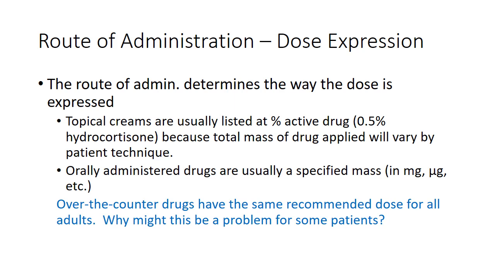So over-the-counter drugs have the same recommended dose for all adults. If you go to the drugstore, you'll find naproxen or ibuprofen, and it tells you the recommended dose for an adult. Well, some adults are twice the weight of other adults, but they're still recommending the same amount. And the question is, why might this be a problem for some patients? I think the answer is obvious, right?